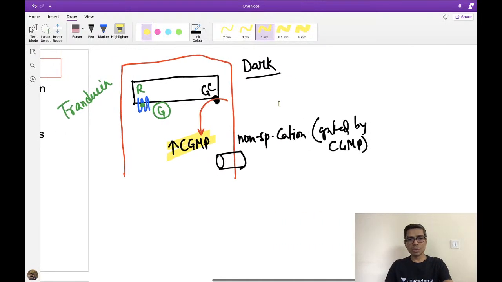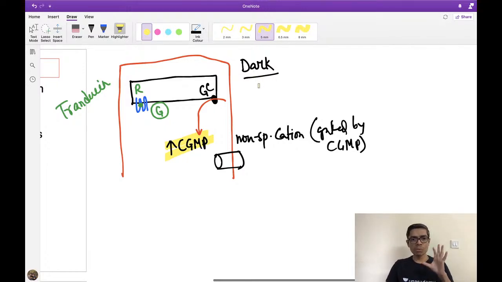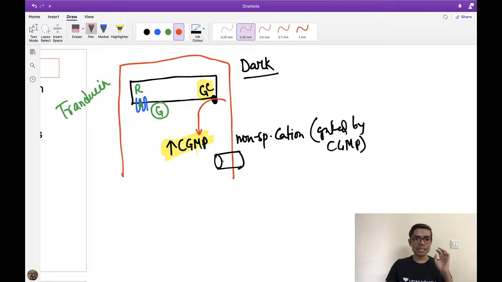So when there is no light in the retina, the cGMP level is high because of the guanylyl cyclase enzyme activity. This cGMP acts on this receptor and stimulates it to open, and through this receptor there will be entry of ions. In most cases it is sodium, although a little amount of calcium will also enter through this receptor. So please remember that sodium is entering, and calcium is also entering.